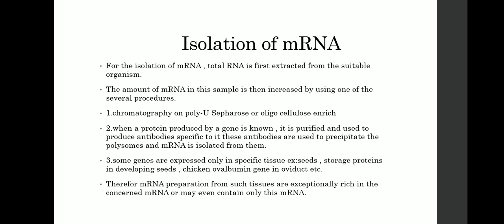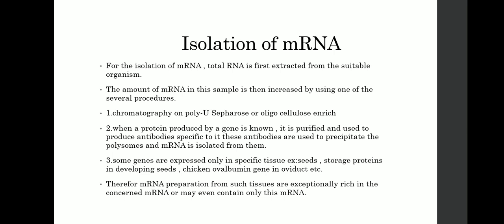The second procedure is when the protein encoded by a gene of interest is purified, and antibodies specific to it are used to precipitate the polysomes. The mRNA is then isolated from these polysomes, because here the mRNA is associated with the ribosomes and newly synthesized polypeptide chains.